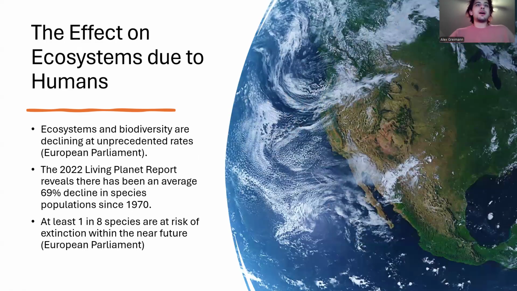So what effect does this have on ecosystems? Well, ecosystems and biodiversity are declining at unprecedented rates. The 2022 Living Planet report reveals there has been an average of 69% decline in species populations since 1970. Also, at least 1 in 8 species are at risk of extinction within the relatively near future.